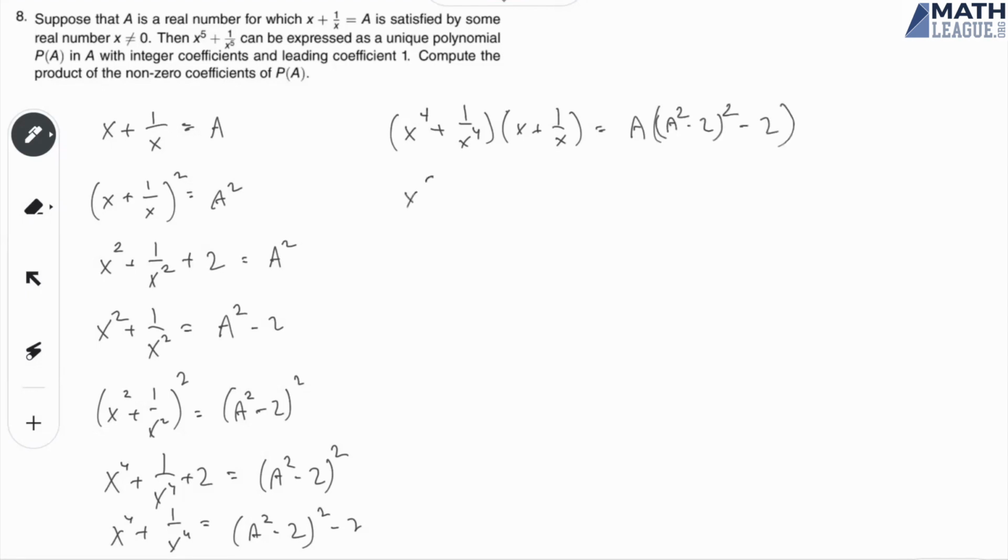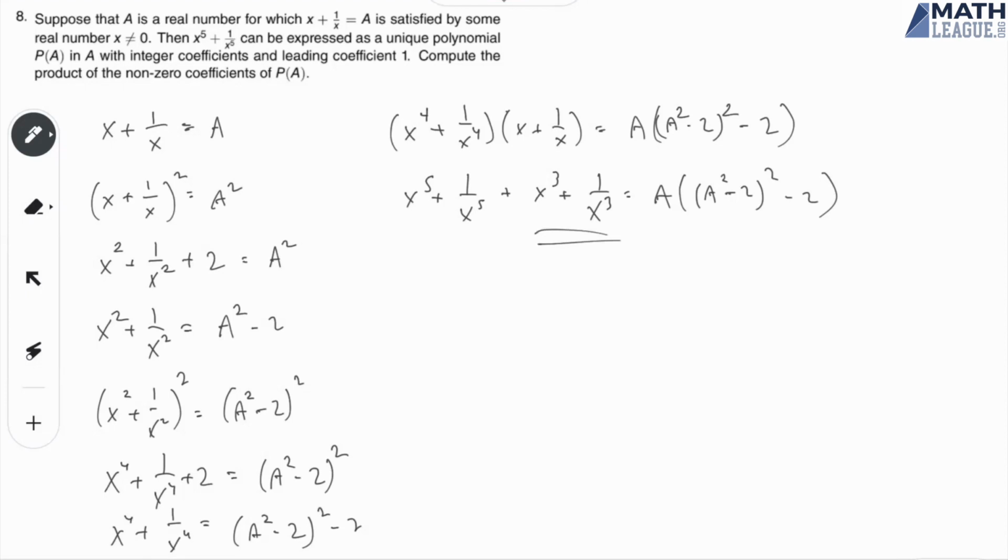And we'll get x to the fifth plus 1 over x to the fifth plus x to the fourth times 1 over x is x cubed, and then 1 over x to the fourth times x is 1 over x cubed. And we get A times A squared minus 2 quantity squared minus 2.